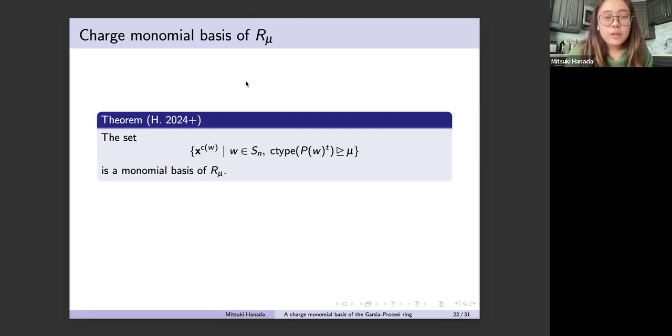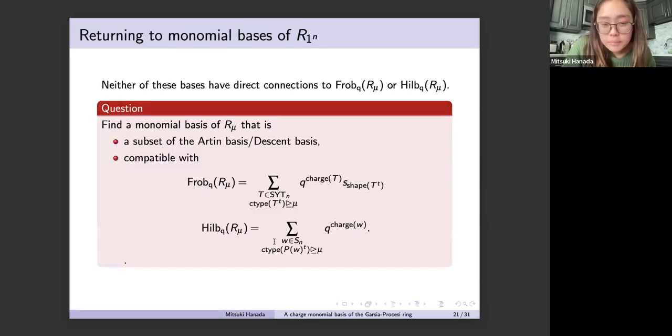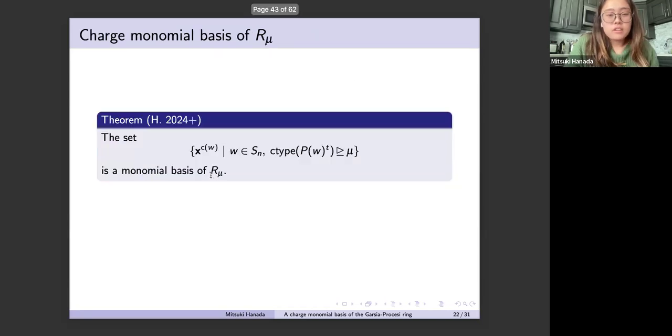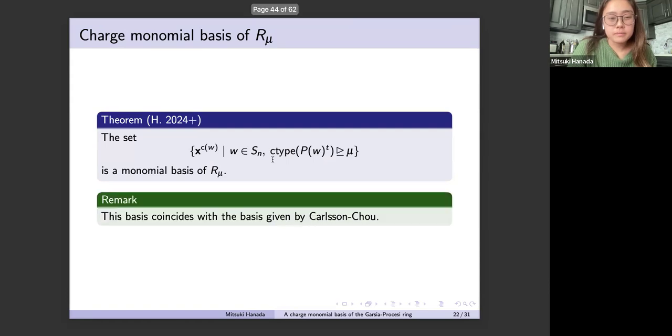So we define our set of monomials using this expression that appears in the Hilbert series. We take monomials x to the CW, where CW is our charge word. So we're taking the exponent of a monomial indexed by the permutation W to be the charge word, and we're choosing our permutations such that they satisfy the catabolizability type condition from our Hilbert series. A miraculous result here is that this basis of charge monomials that we construct using catabolizability type coincides with the basis given by Carlsson and Chou.